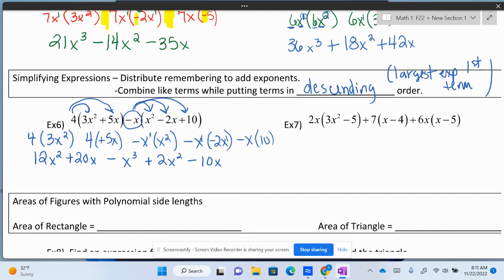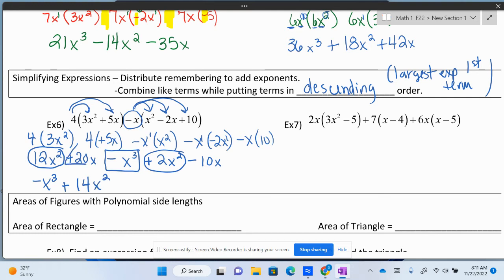It's a negative x cubed. Do you see that? So I have a negative x cubed. That needs to come first. So now I'm focusing on my x squareds. Well, let's see. I have an x squared right here, and I have an x squared right here. So I need to combine like terms. What is 12x squared plus 2x squared? So plus 14x squared.